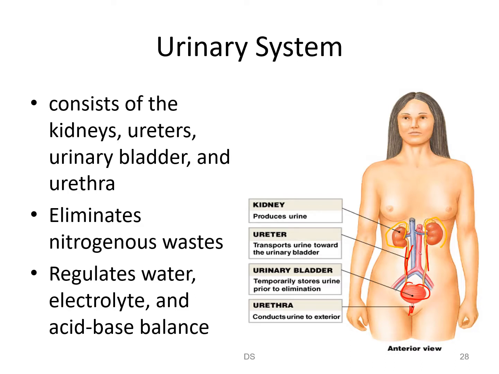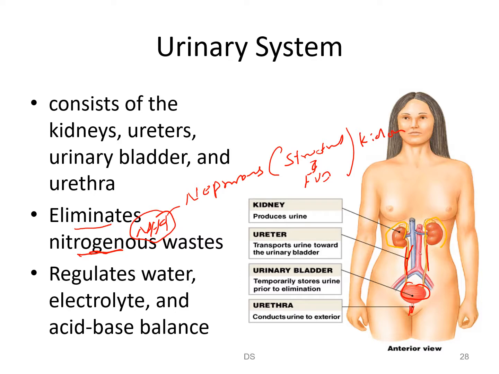The function of the urinary system is to eliminate the nitrogenous wastes which are found within our body. It consists of a special structure called the nephron. The nephron is the structural and functional unit of the kidney, and it has a special structure to filter wastes. In addition to that, it regulates the acid and base balance.